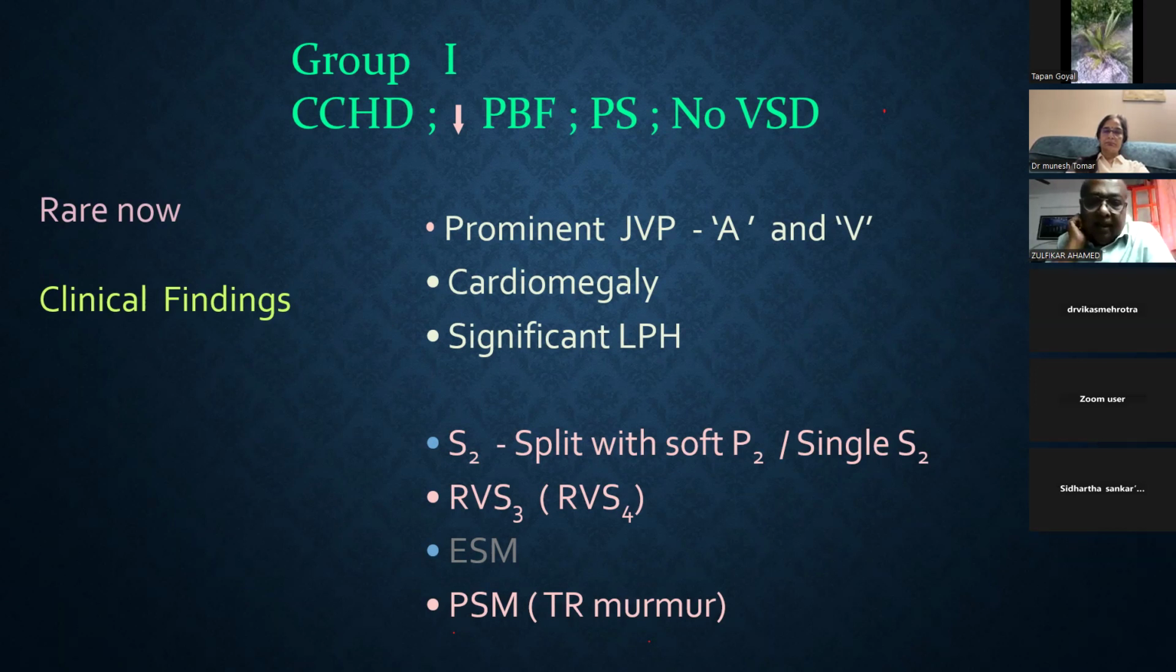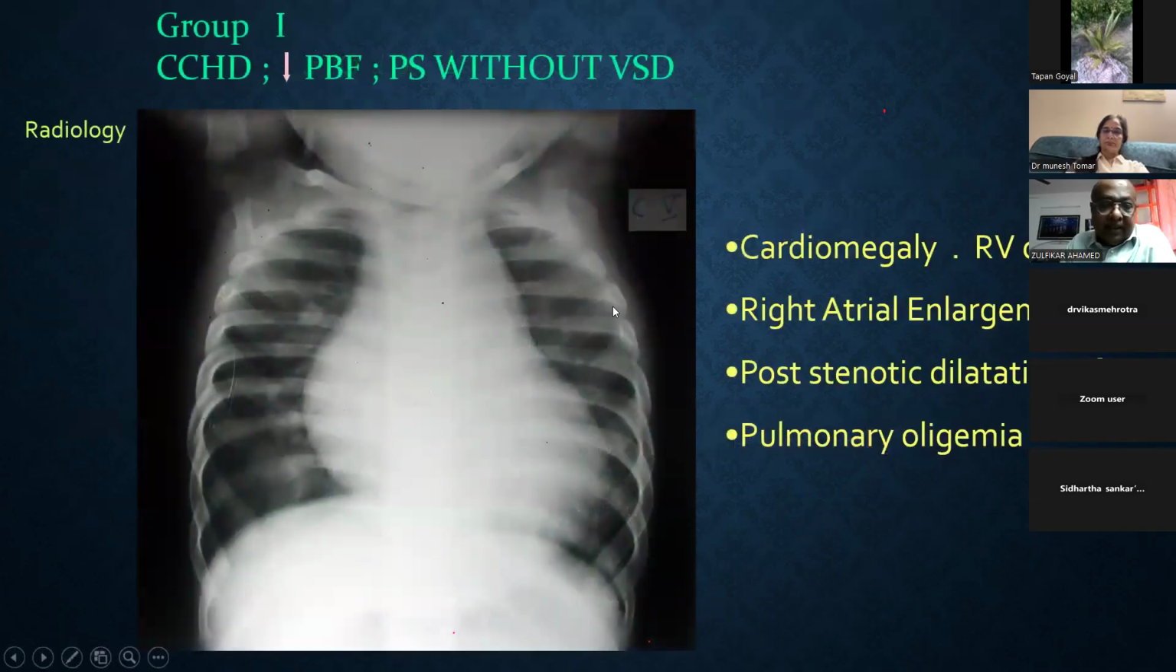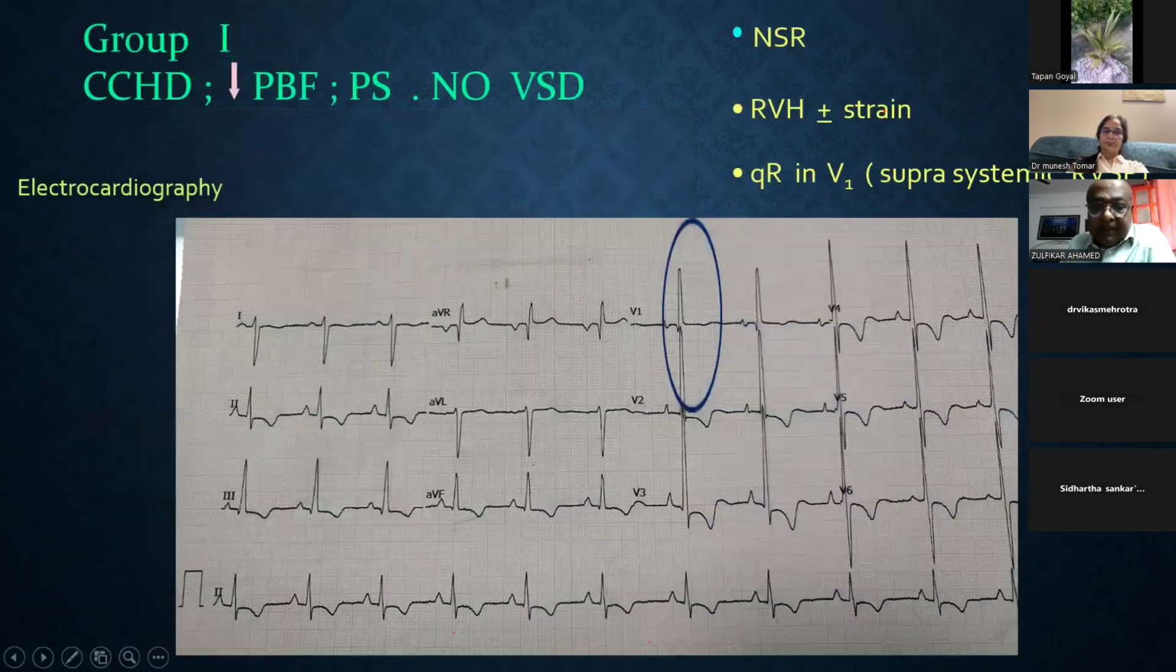And the usual finding in a severe and neglected PS, which has gone into a blue baby, is a prominent JVP, cardiomegaly, significant left parasternal heave, and as I told you, not the obstructive murmur, but a murmur because of a tricuspid regurgitation. And you can see the X-ray where you have a significant cardiomegaly, right atrial enlargement, post-stenotic dilatation, and RV effects. And the ECG will show a right axis deviation and a severe RVH, as evidenced by a QR pattern in V1.